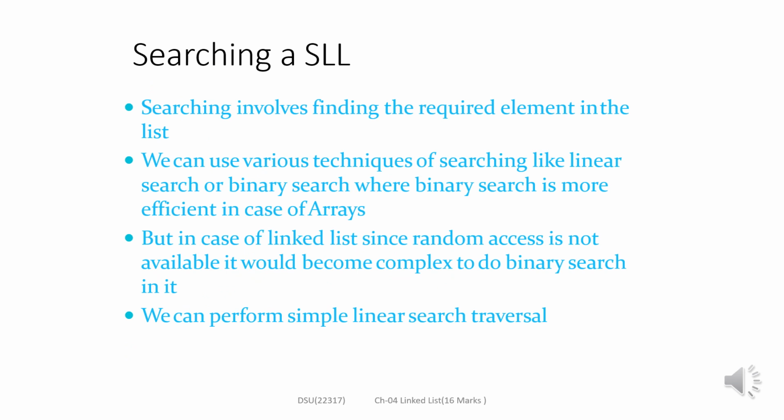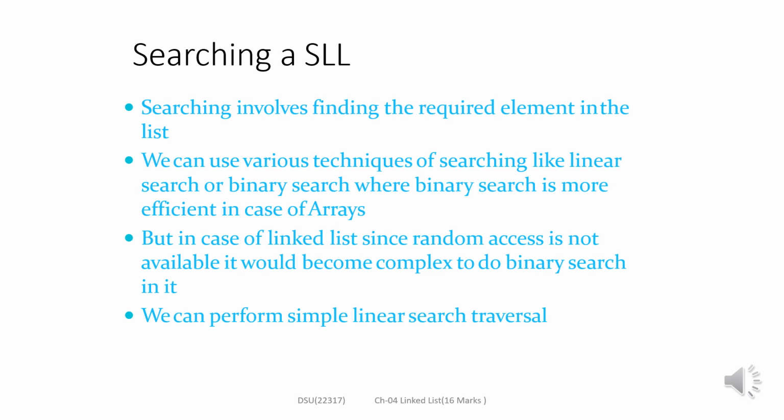Now the next operation of a singly linked list is searching. Searching involves finding the required element in the list. We can use various techniques of searching like linear search or binary search, where binary search is more efficient in the case of arrays. But in the case of a linked list, since random access is not available, it would become complex to do binary search in it. So we can perform the simple linear search traversal.